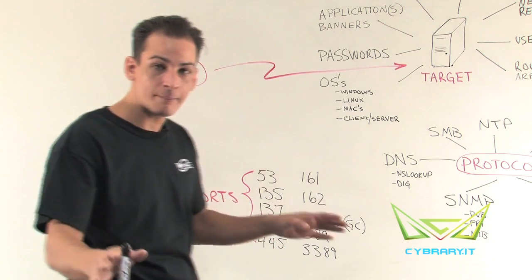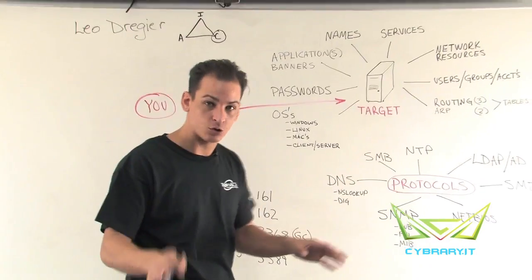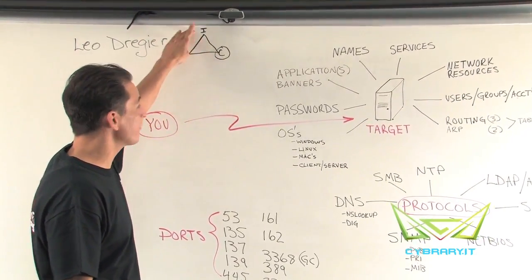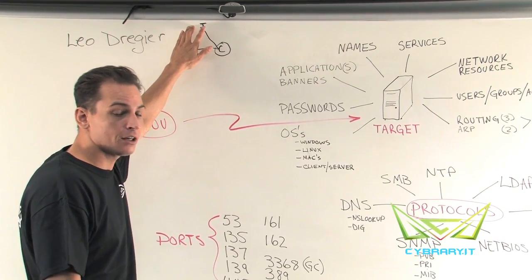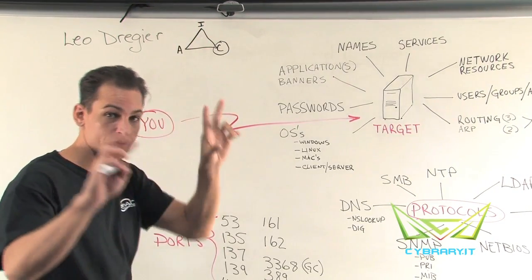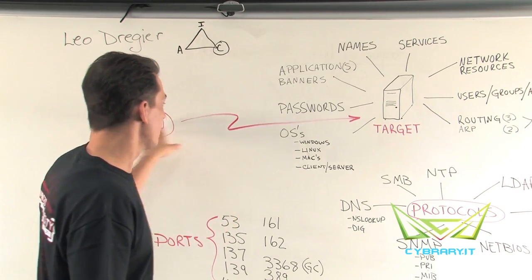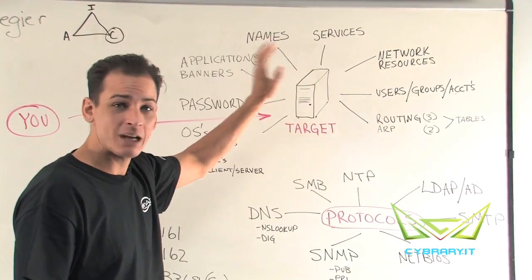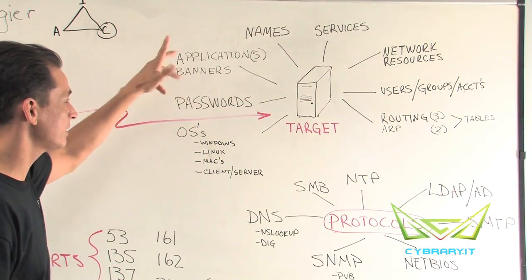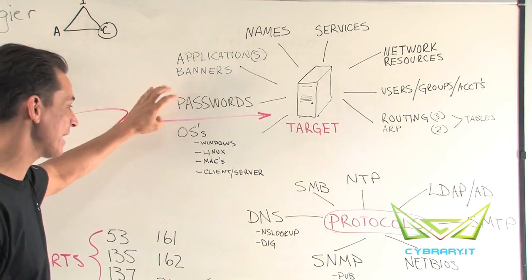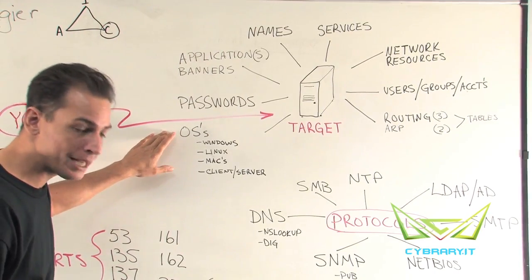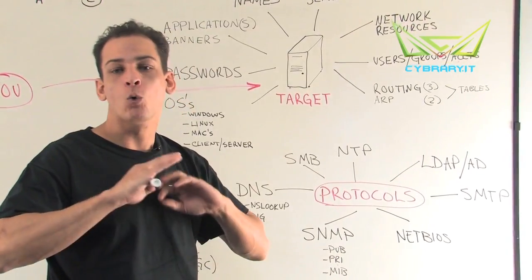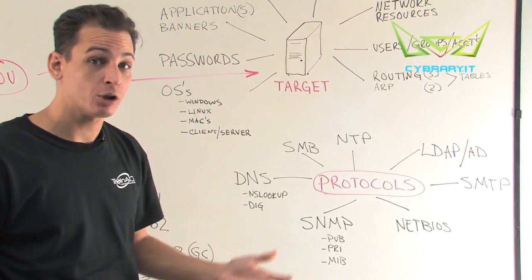Okay, so let's take a step back and let's summarize before we get into the hands-on labs. We're still focusing on confidentiality. We're going to get ready to go change the integrity of our systems coming up here, which is often considered the hack. So between us and our target, we look at routing tables, users, groups, accounts, networking resources, services, names, application banners, and passwords. We want to find out as much as we can about our operating system, and we can attack any protocol or port that is available to us.